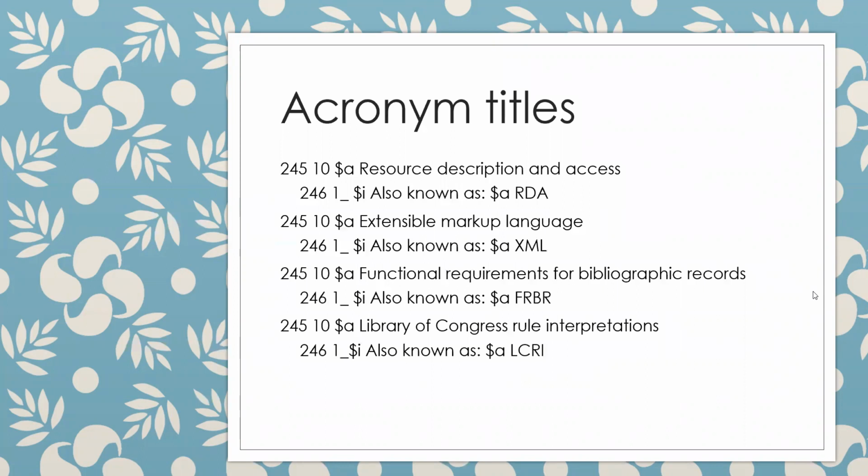In our third example, we have a 245 10, and then subfield A, functional requirements for bibliographic records, and then a 246 1, second indicator blank, subfield I, also known as colon space, subfield A, FRBR, or Ferber. And then our last example, we have a 245 10, subfield A, Library of Congress Rule Interpretations, and then a 246 1, second indicator blank, subfield I, also known as colon space, subfield A, LCRI.